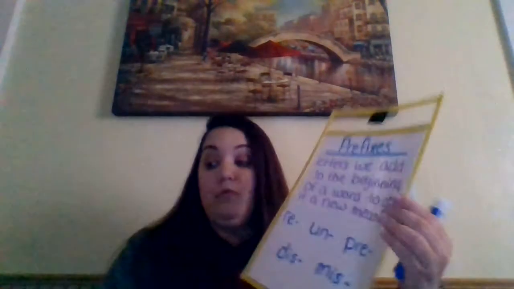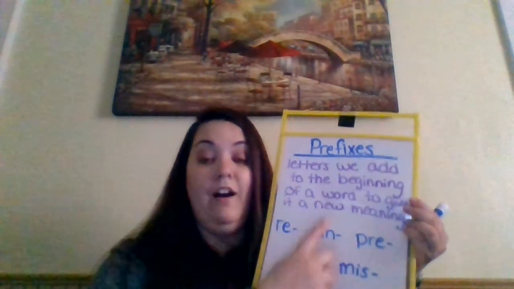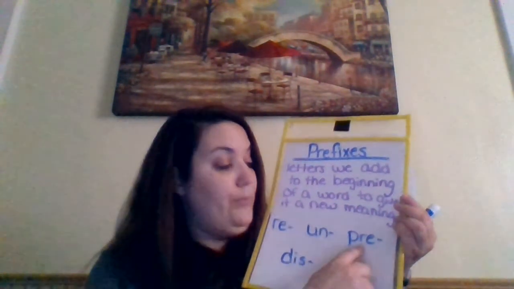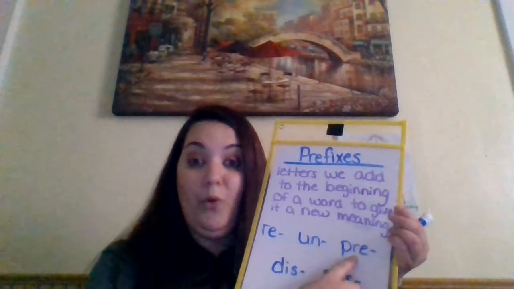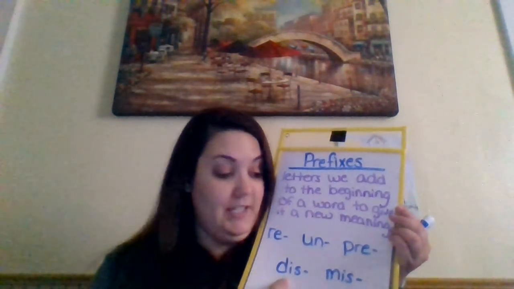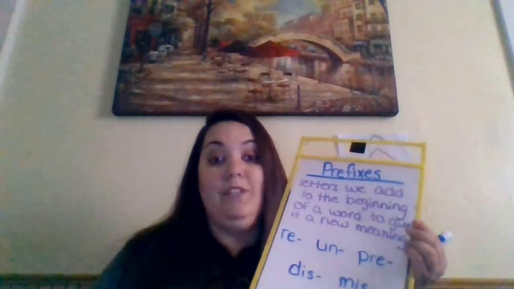So remember, our prefixes come before a word. We're going to focus on 5 this week. Re, which means again. Un, which means not or the opposite. Pre, which means before. Dis, which means not or the opposite. And miss, which means wrong.